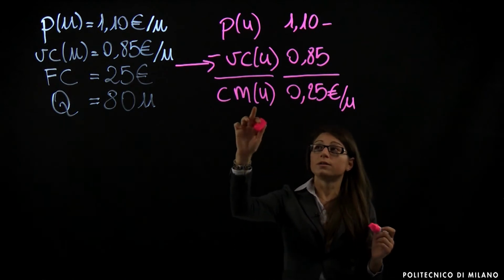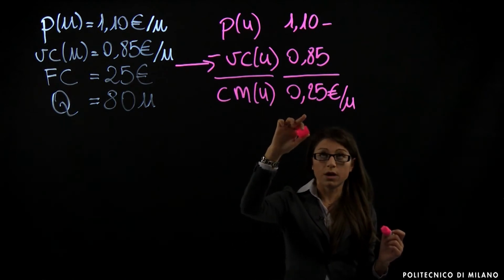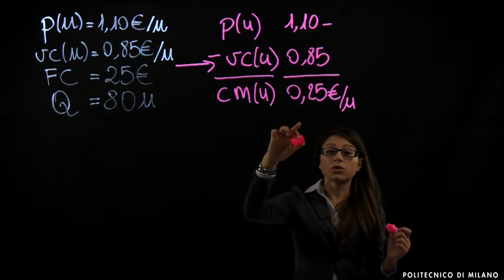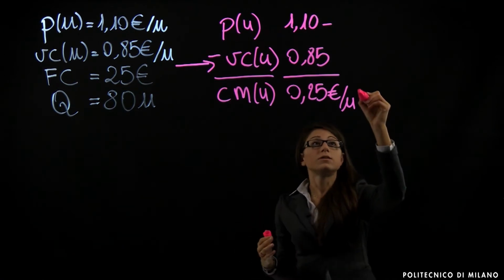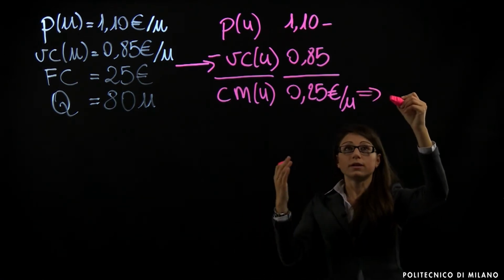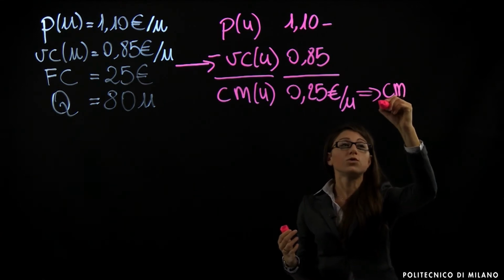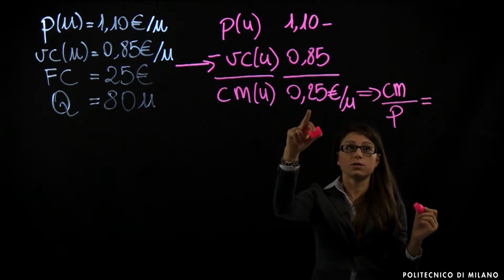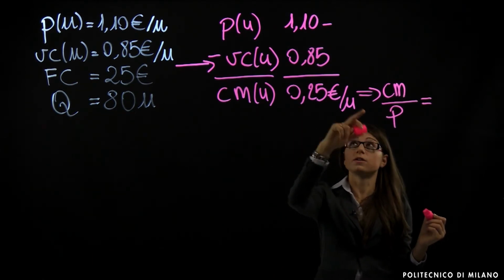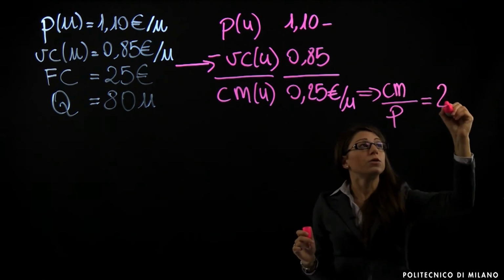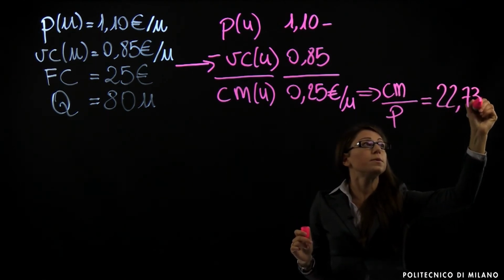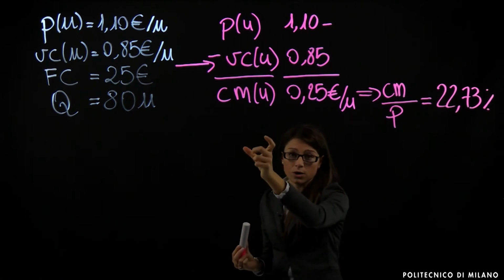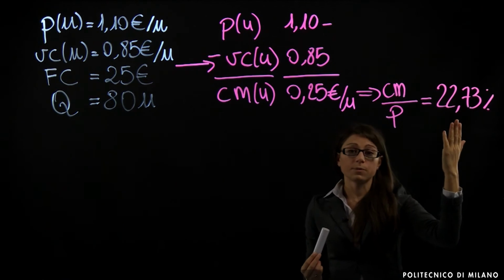In addition to calculating the contribution margin in absolute terms, we can also calculate the contribution margin in percentage. In this case, we are talking about the contribution margin ratio. This contribution margin ratio is calculated as the ratio between the unitary contribution margin and the price. So if we divide our contribution margin 0.25 by the price, which is 1.10, we obtain 22.73%.